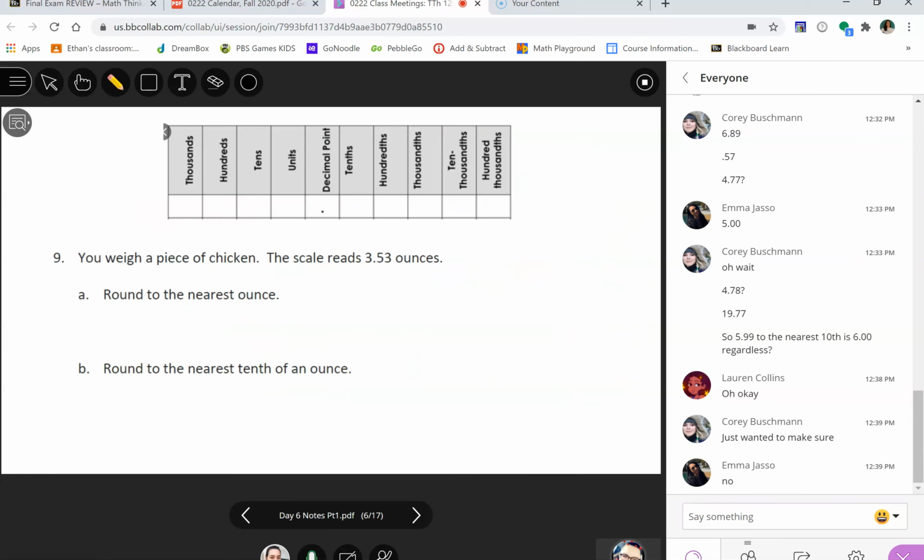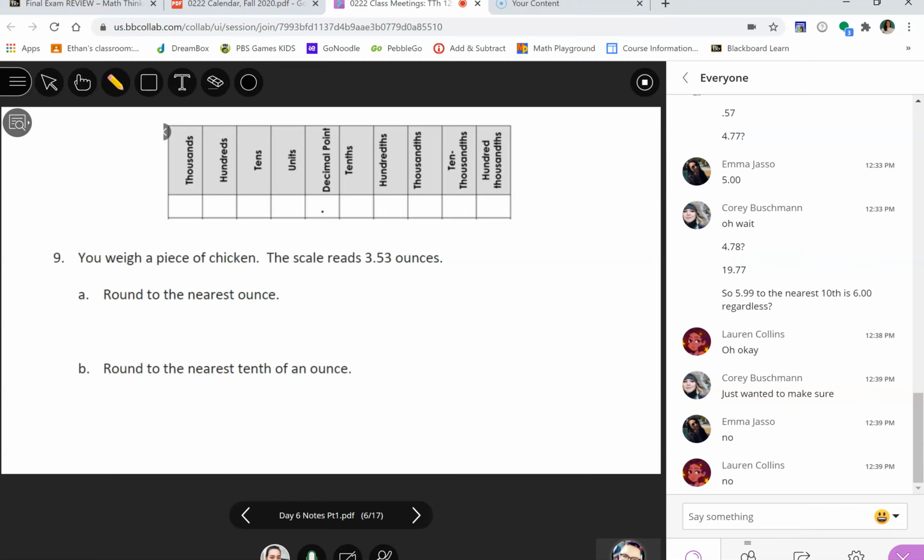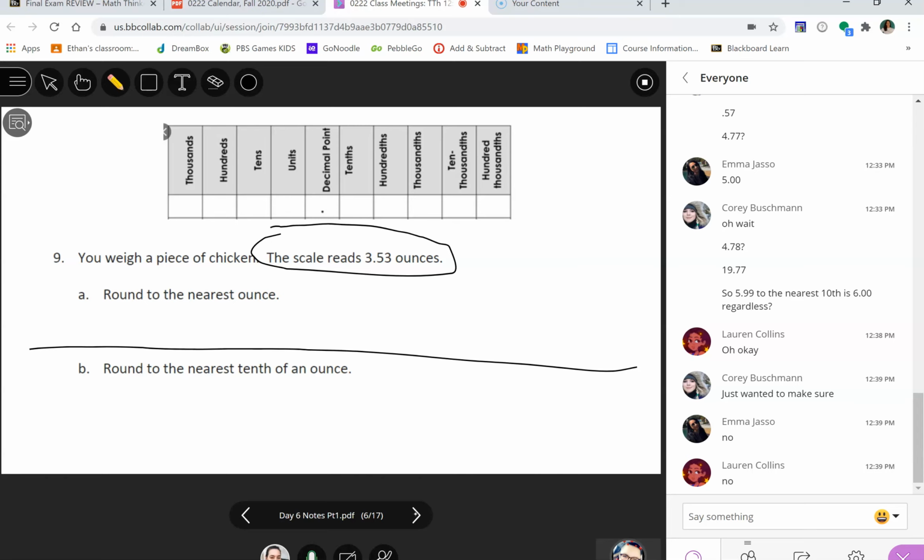So I was going to have you practice a couple more just to see, because sometimes you don't know what questions to ask till you mess up. So I'm going to give you one. I'm going to be quiet, and then I'm going to have you all type answers on the screen here. So you weigh a piece of chicken. The scale reads 3.53 ounces. And for A, you're going to round to the nearest ounce. And for B, the nearest 10th of an ounce. And when I say go, I just want you to type your answers there so I can see how you're doing.